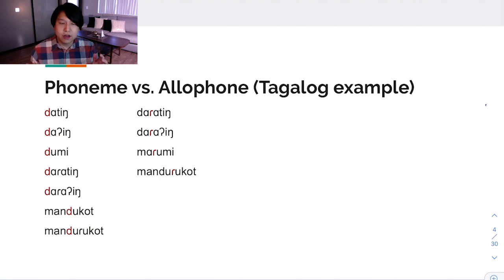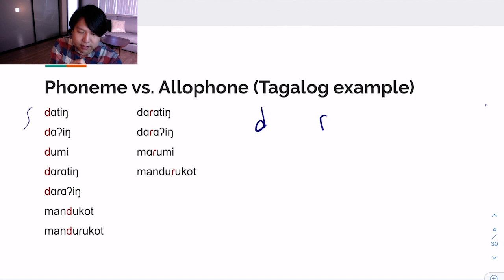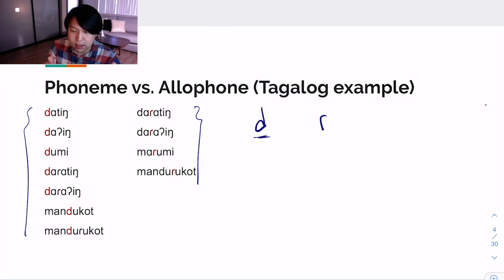Okay, I will give you another example. These examples are from the lecture slide. In Tagalog, the plosive D and the flap R can be a single phoneme or not. So let's see. This is a list of words that contain the D sound. This is a list of words containing the flap R sound.